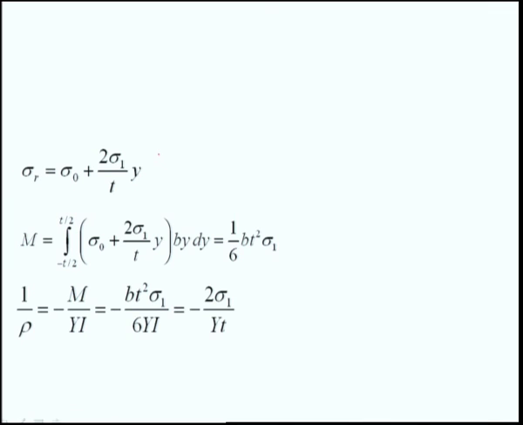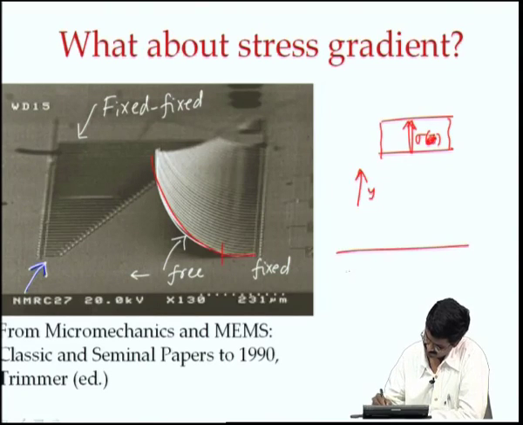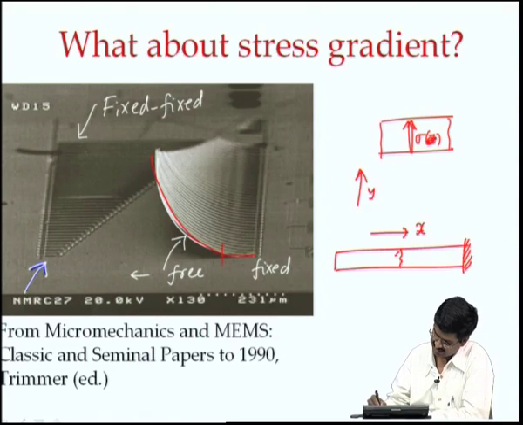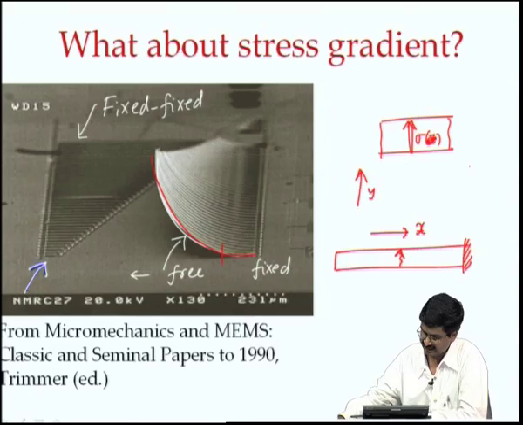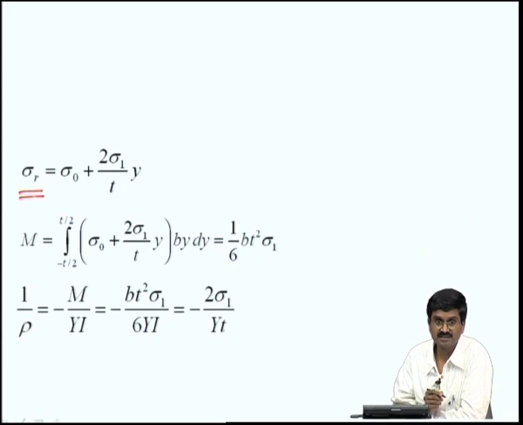Let us say that direction, instead of calling it z, let us call it the y direction. So, when you have the beam which is in this figure, it is fixed here and free there. So, this is the y direction and this is the x direction. And now, there is a stress inside this which is varying. If I take that stress to be given as follows, it varies with the y direction. Sigma r, that is the residual stress, is equal to sigma naught plus 2 sigma 1 by t times y.